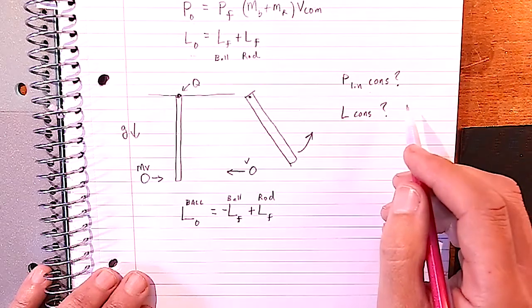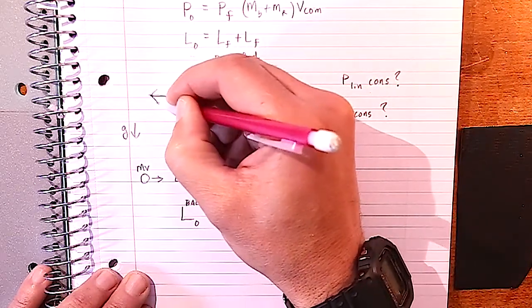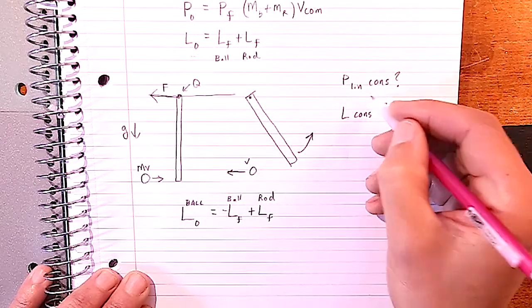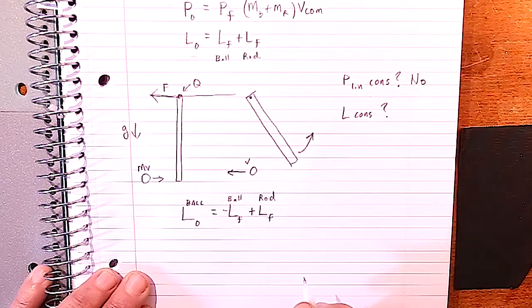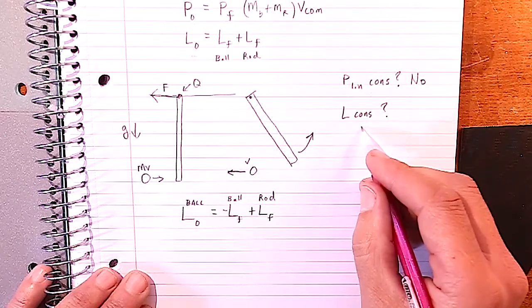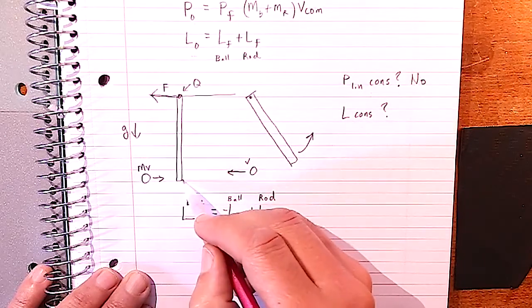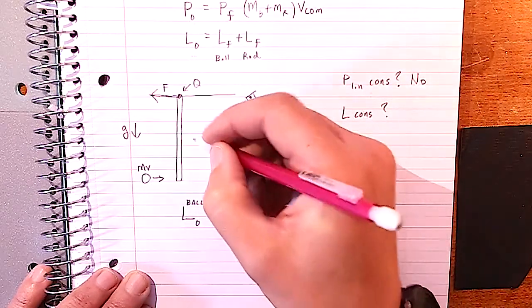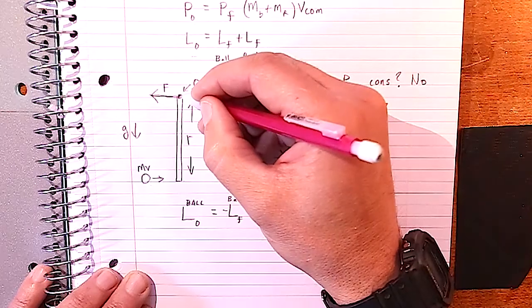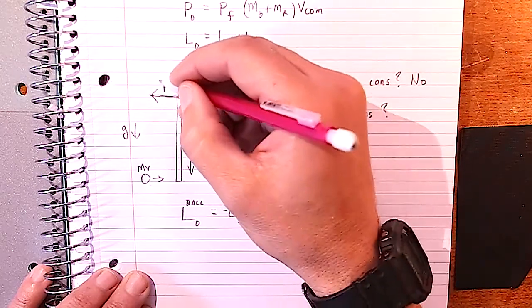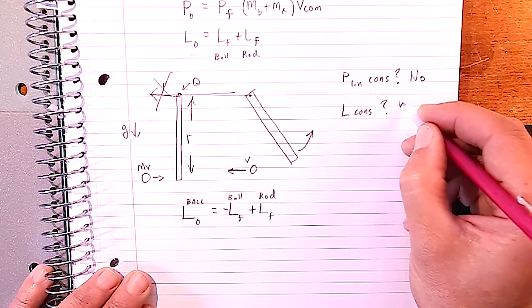Well, are there any net external forces? This time, the answer is yes. The hinge exerts a force this way. So that means linear momentum is not conserved. So we cannot use that formula. But can we use angular momentum? Well, let's see. If we choose this to be our origin, we have a force of the ball on the rod and the rod on the ball at radius r, but this force is at point Q, which is 0 radius. So that means this doesn't matter, which means that angular momentum is conserved.